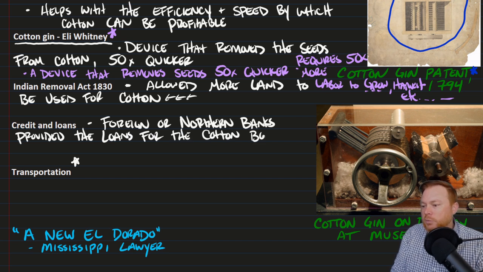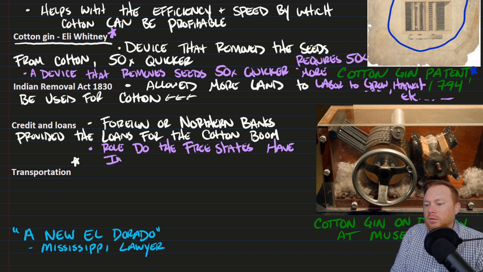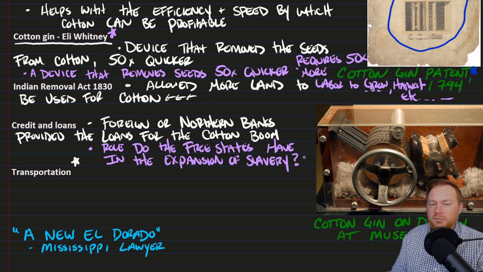And this brings up a good question, right? And this is something that certainly could be argued, but what sort of role do the free states, and to a certain degree, even Europe, have in the expansion of slavery? Right. So this is an interesting question because we think of the free states as being completely divorced from the South.